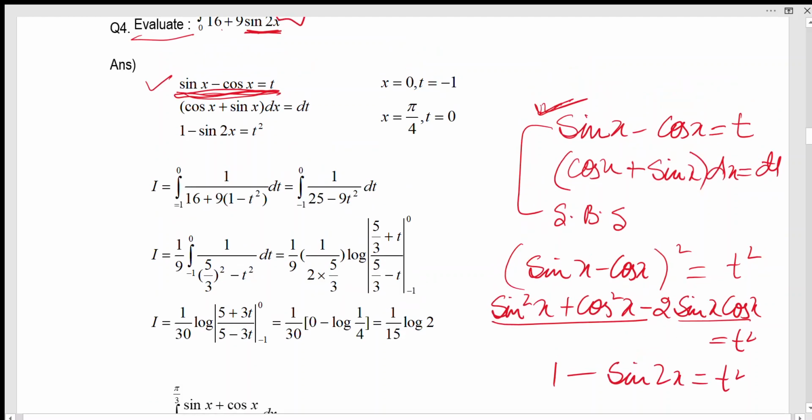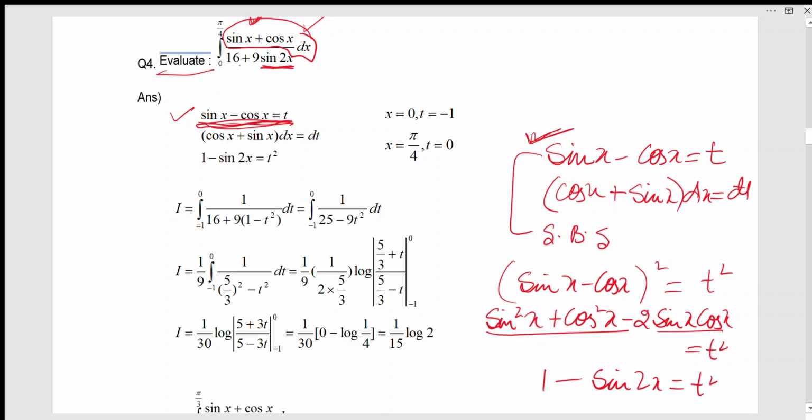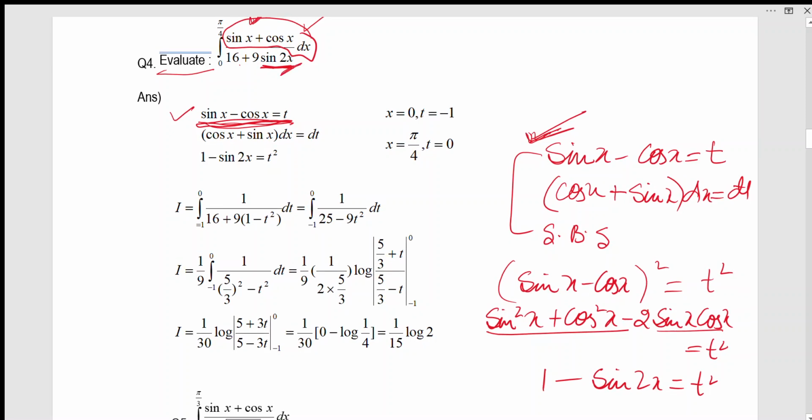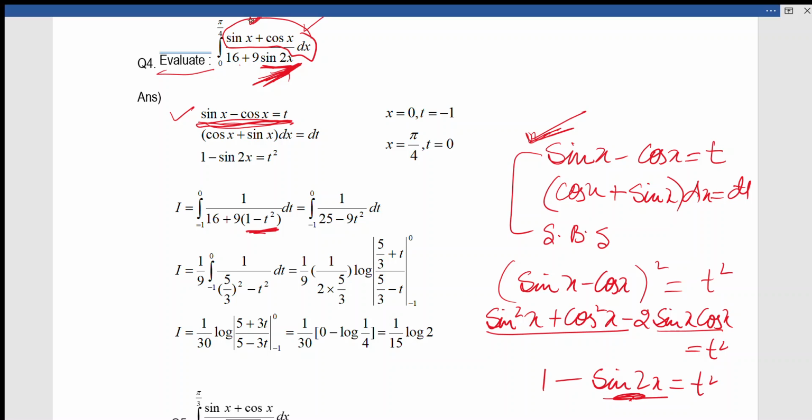So this substitution you will only make in the question in which you have sin 2x in the denominator, because somewhere you're getting the value of sin 2x. So what is sin 2x? Sin 2x is 1 minus t square. So that denominator sin 2x has become 1 minus t square. The entire numerator has become dt, and rest of the question as it is.